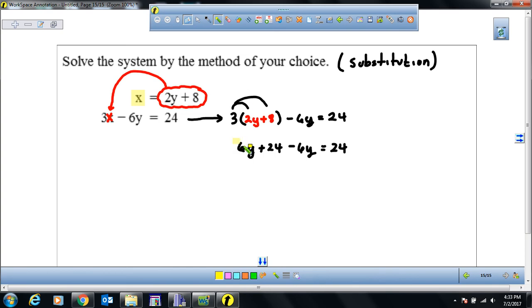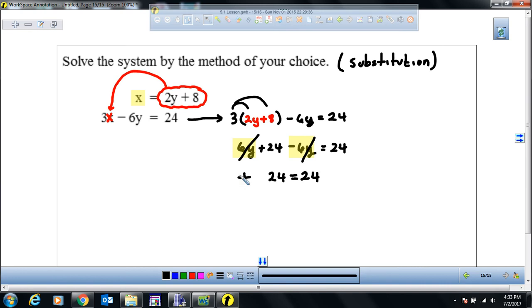Then we can combine like terms. 6y minus 6y, unfortunately, cancels out. So this is another special case, in which both the x and the y disappeared from the system. That automatically means that the system has either no solution or infinitely many solutions. But in this case, if you look at this statement, 24 equals 24, we got a true statement. If that happens, that means that the system has infinitely many solutions.